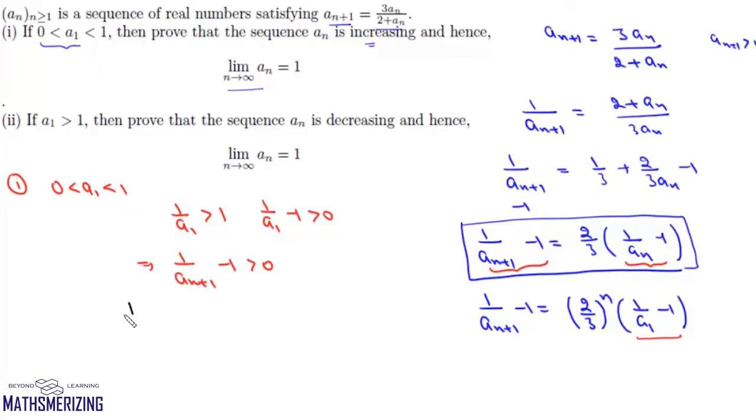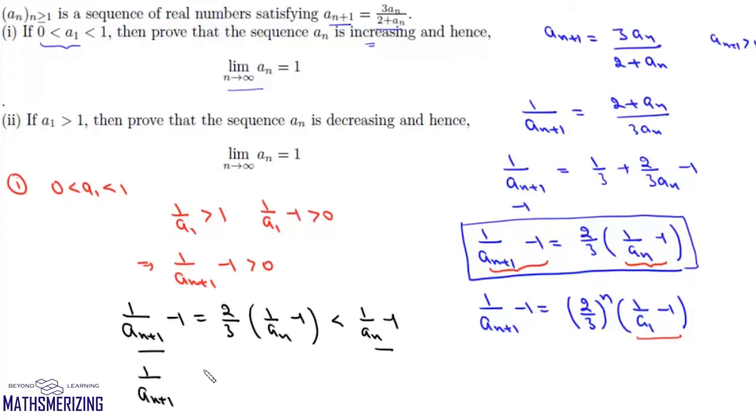We are given that 1 upon a_{n+1} minus 1 is equal to 2 by 3 times (1 upon a_n minus 1). Now it will be less than 1 upon a_n minus 1. Now if we compare these two, we'll get 1 upon a_{n+1} will be less than 1 upon a_n, and since each term in the sequence is positive, we can say that a_{n+1} will be greater than a_n. That is, this sequence a_n is increasing. So we have proved that this sequence is an increasing sequence.